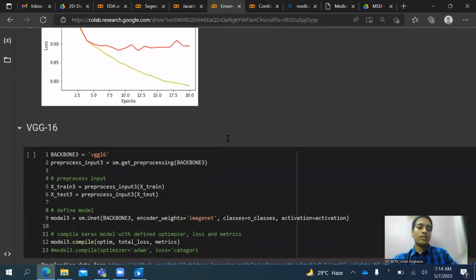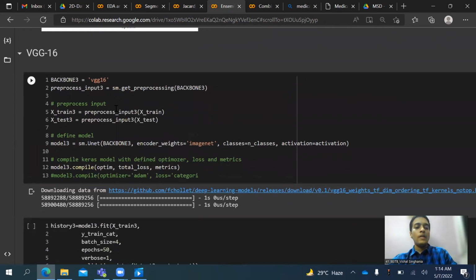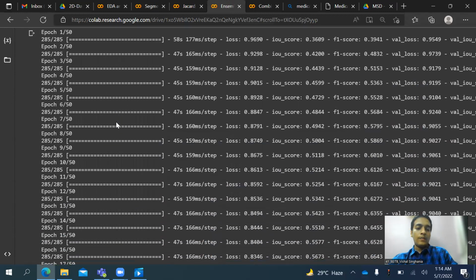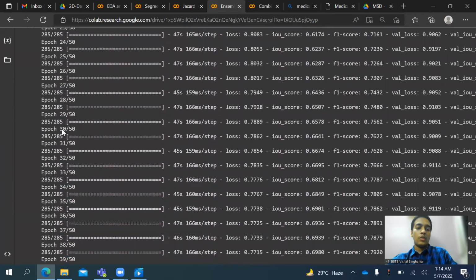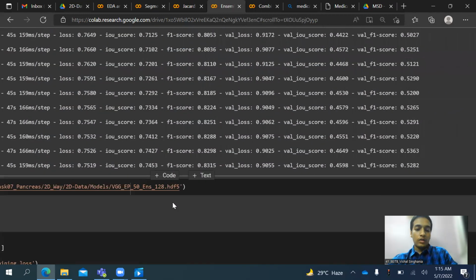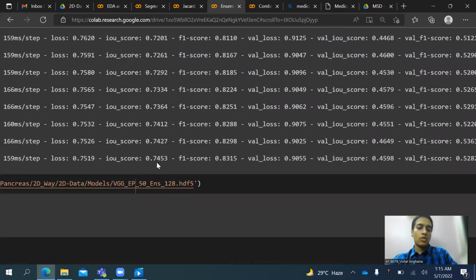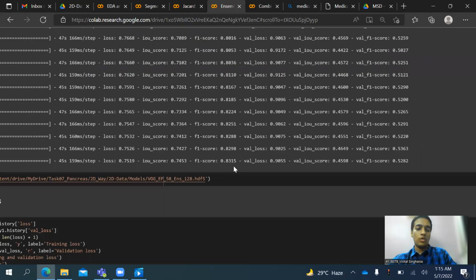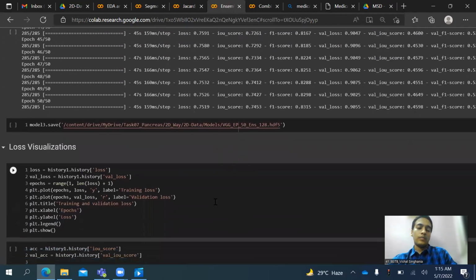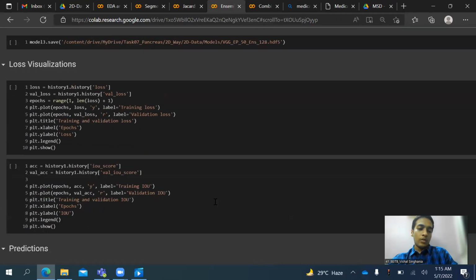And the third architecture which we used was VGG16. This architecture is quite computationally expensive as well. We ran it for the same loss function combination, the total loss, which was a combination of dice loss as well as the focal loss. It was giving us an IOU score of 0.7453 and a dice loss of 0.83, which is also quite good considering the data at hand as well as the hardware limitation.